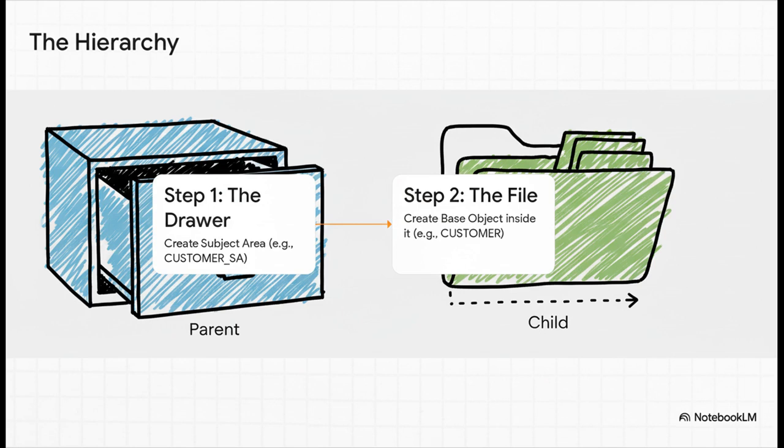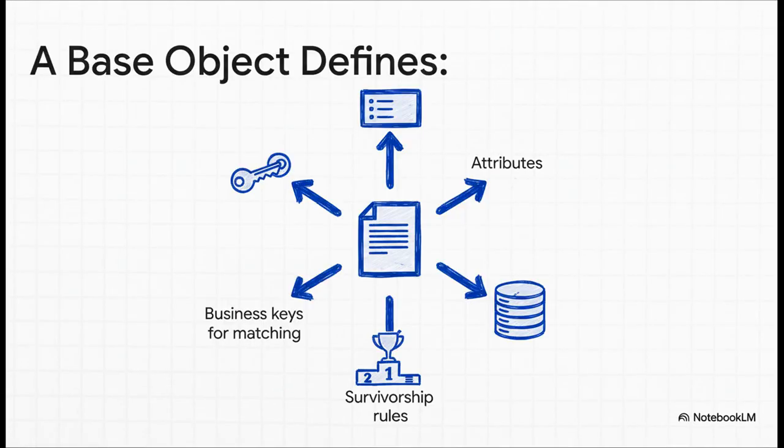First, you create the drawer, that's the customer subject area. Then, and only then, do you design the master file template, the customer base object that's going to live inside it. And man, this is where the real magic happens. The base object is where you make all the heavy-duty design decisions. This is where you define the attributes, asking, what information are we going to store? You define the business keys, asking, how are we going to spot the duplicates? And you define the survivorship rules, which answer the question, if two systems give us different info, who wins? It all gets decided right here, in the blueprint of the file itself.